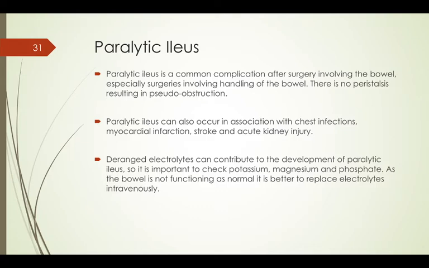It can often be associated with chest infections, MIs, strokes, AKIs, as well as electrolyte abnormalities, and it can lead to the development of ileus. So therefore, monitor your U&Es, think about potassium, magnesium and phosphate. And we can replace those electrolytes through the IV route. Treatment is essentially wait it out, and if you're worried, the drip and suck method, which I mentioned, through the NG tube.